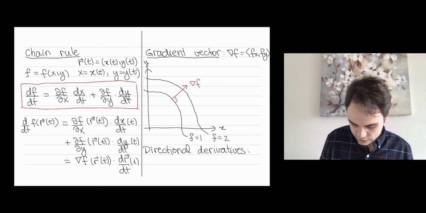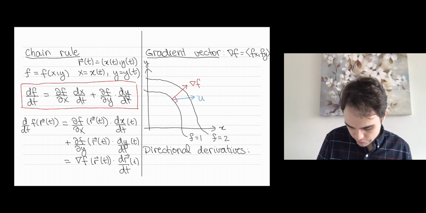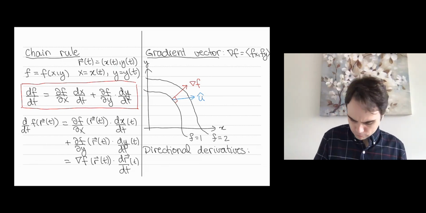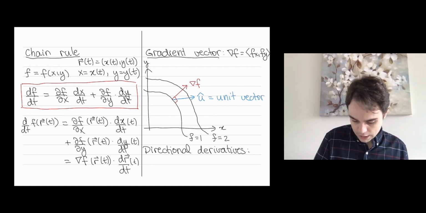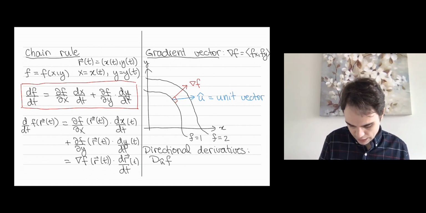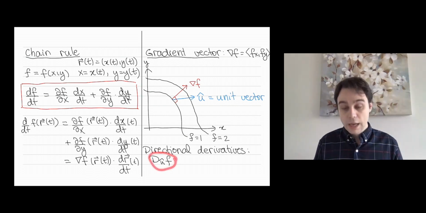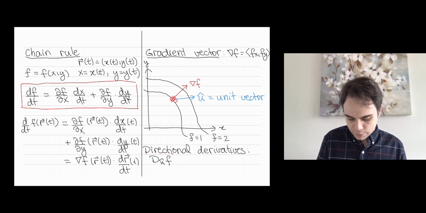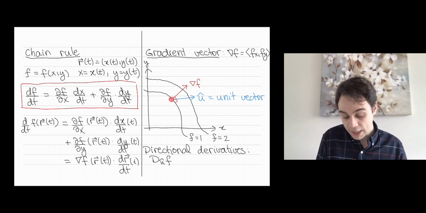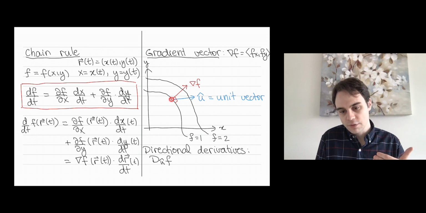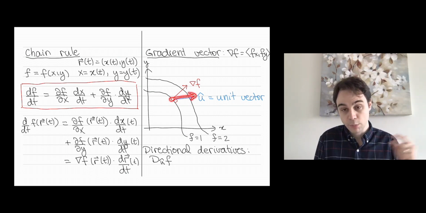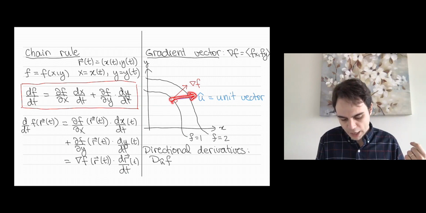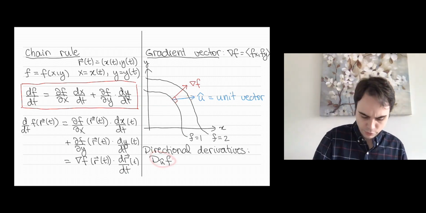If I have a unit vector, a direction, u hat, so this is a unit vector, the directional derivative D_u hat f is a function, but if I evaluate it at a particular point, it tells me the rate of change of f in this direction u. So for each unit that I move in the direction of u, by how many units does f change? This is the directional derivative.